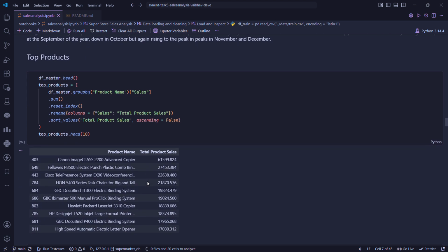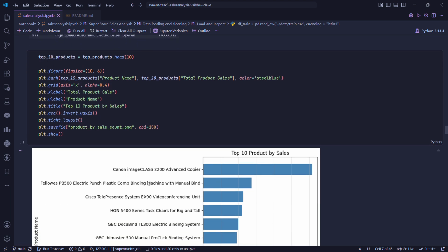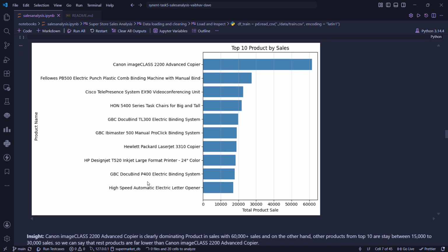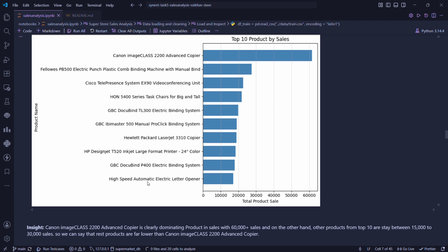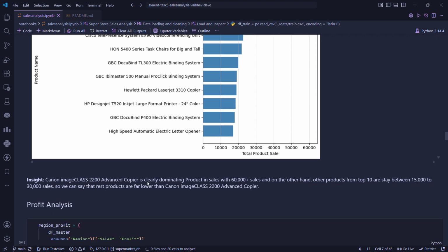My second analysis is profit analysis, top products, which you can see here in the bar chart for top selling products. The Canon imageCLASS 2200 Advanced Copier is the clear outlier, generating over $61,000 in sales, which is more than double the next closest product. This is a flagship item that the business must protect from stockouts.